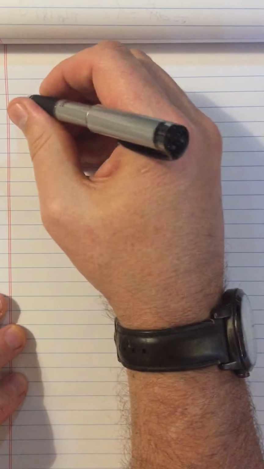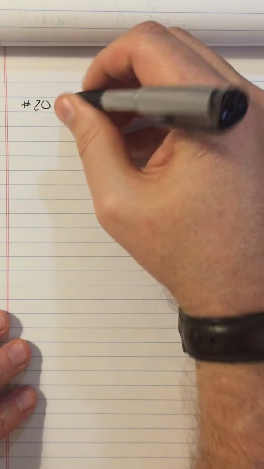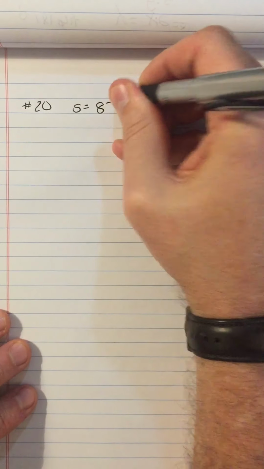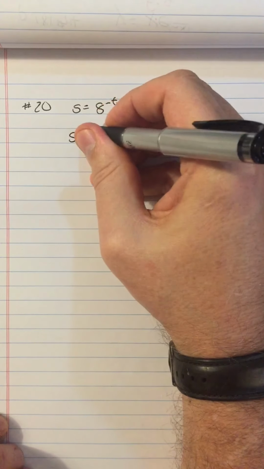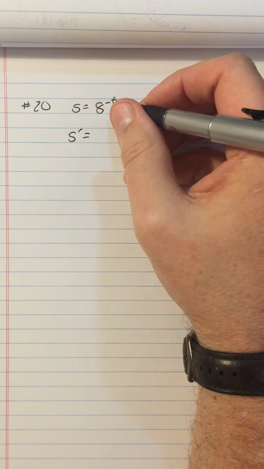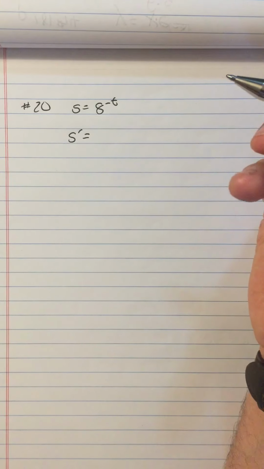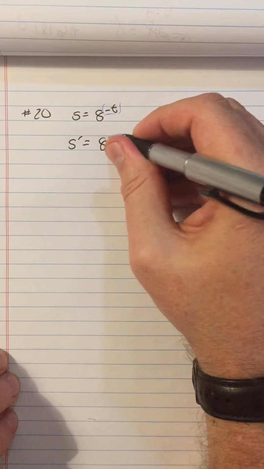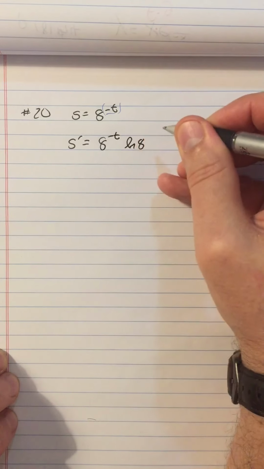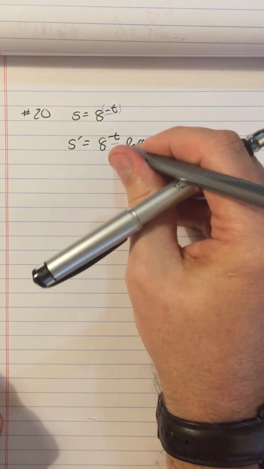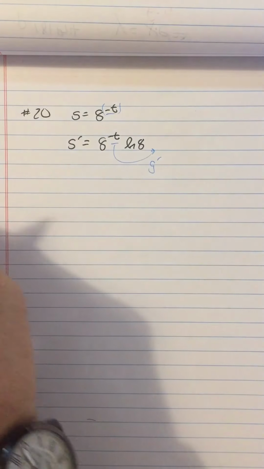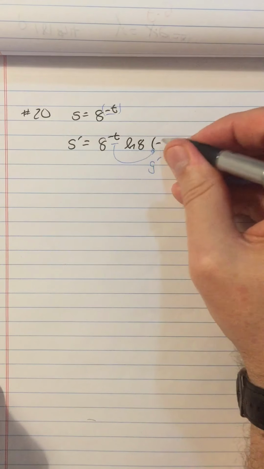Number 20. We have s equals 8 to the negative t. So then s prime equals, all right, so you have to remember what the derivative of a to the x is. Derivative of a to the x is a to the x ln a. This has an inside function of negative t. The derivative of 8 to the negative t is 8 to the negative t ln 8. But then with this inside function of negative t, I have to go times the derivative of the inside function. Derivative of negative t is negative 1.